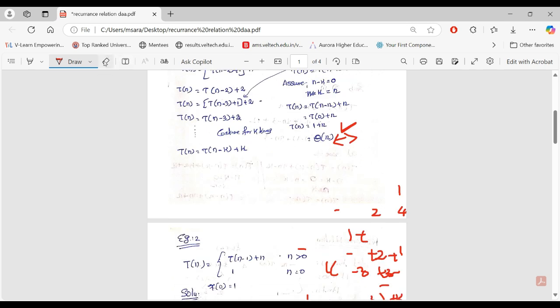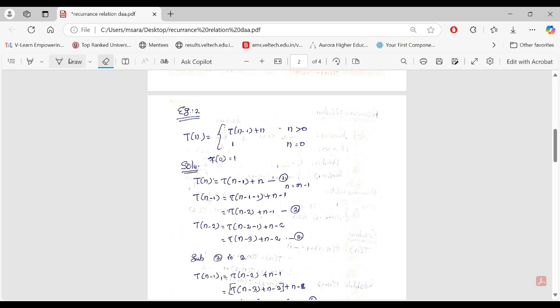So go to the second problem. We have to find some other ones from the exam point of view. Some other equations are given here. Recurrence relations are given, and from the equation we can find the time complexity. For the time complexity calculation process, we have the equation T of n equals T of n minus 1 plus n, for n greater than 0, and T of 0 equals 1.